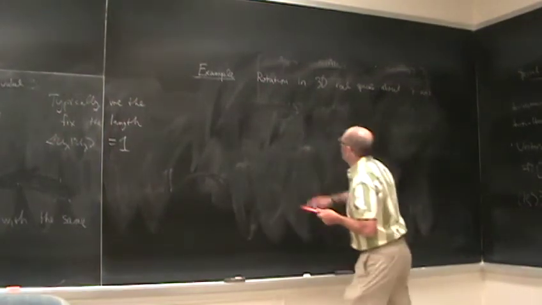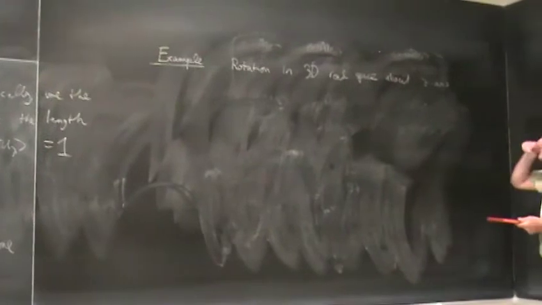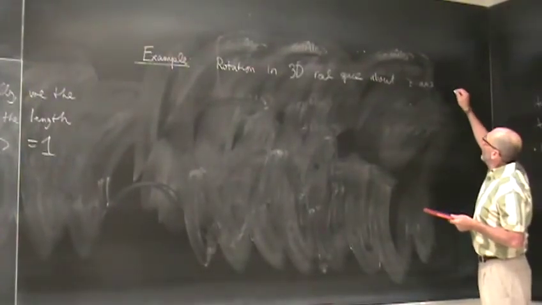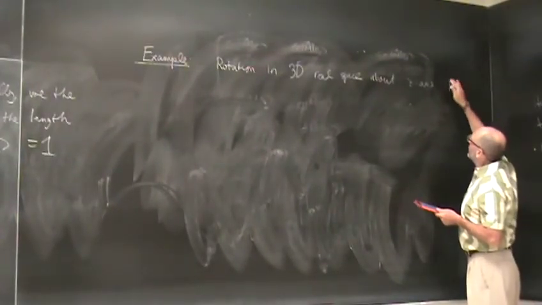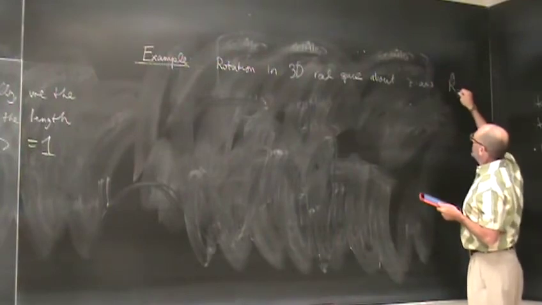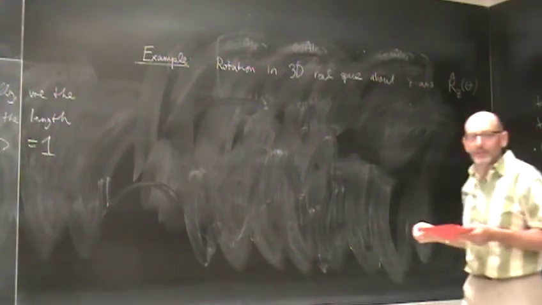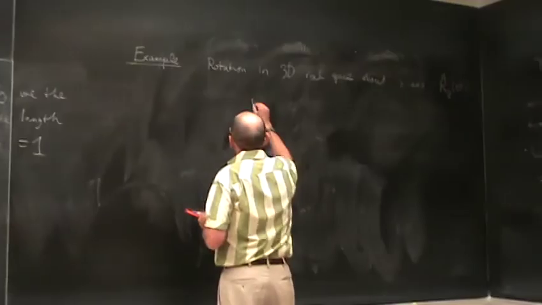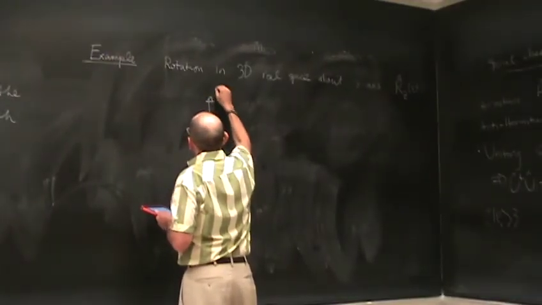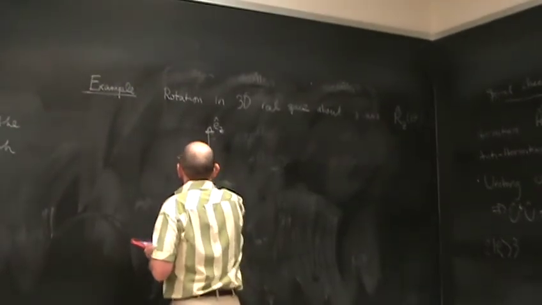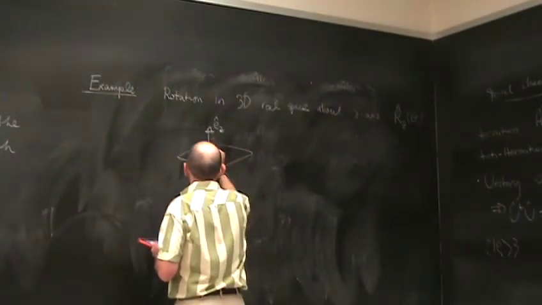I can expand it to complex. So I'll have an operator, which is a rotation about the z-axis by some angle theta. So here's the z-axis. Here's the xy plane.